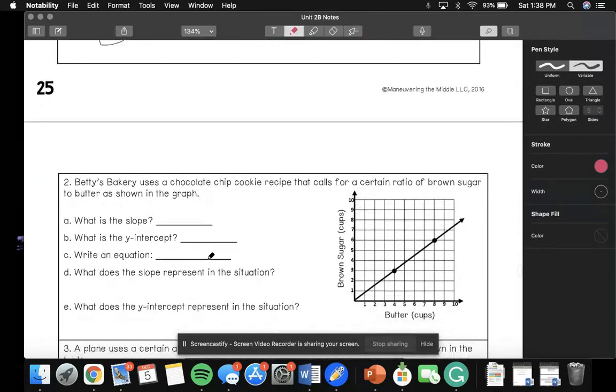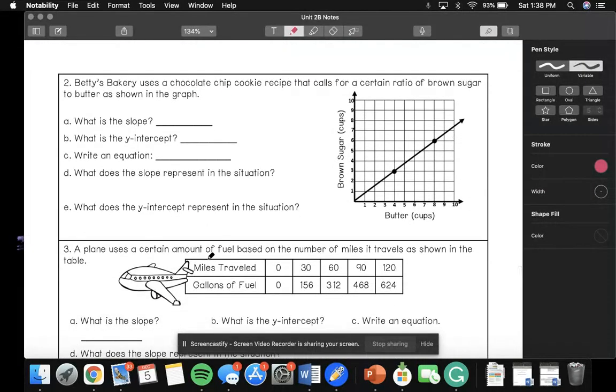All right, go ahead and go to page 26. Betty's Bakery uses a chocolate chip recipe that calls for a certain ratio of brown sugar to butter as shown in the graph. So we have butter and we have brown sugar. What is the slope? For slope from a graph, we need 2 good points. You could use the 2 that I gave you. You could also use the origin. I'm going to use the origin because the numbers are smaller and I like to do that.